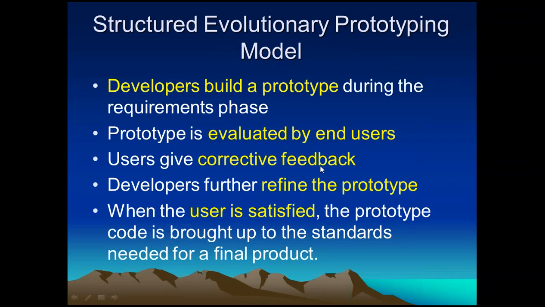Okay, so in the prototype model, the approach here is the development will go on. First a sample build of the application will be developed, and at a later point of time it will be evaluated by end users, and based on the corrective feedback provided, the remaining application will be developed. And once the user is satisfied, the code is brought to the standard of the application. Okay, that's how the structured evolutionary prototype model will work. So whenever you are working on the structured evolutionary prototype model, you always have to provide the prototype to the customer, and only then will the actual application be developed.